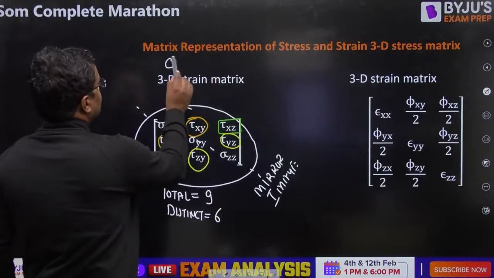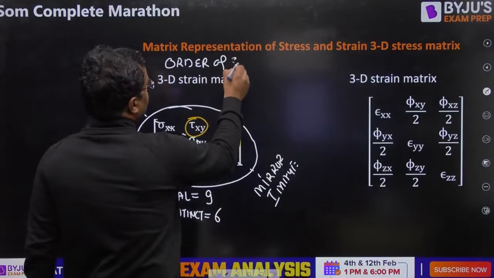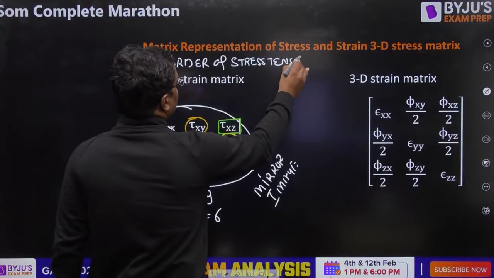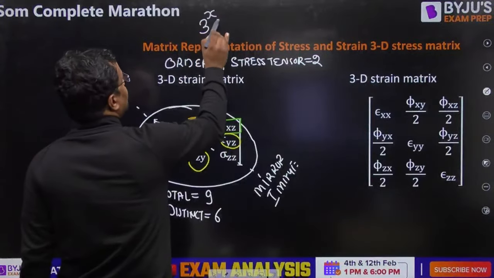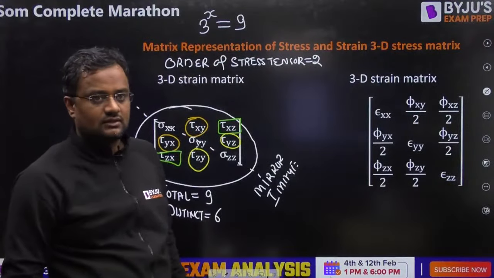Order of stress tensor. What is the order of the stress tensor? 2. You write it like 3 to the power x is the number of total elements, 9. So whatever the value of x, that becomes the order of the tensor.